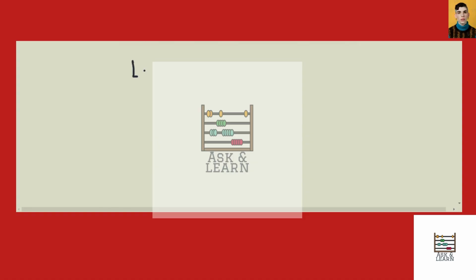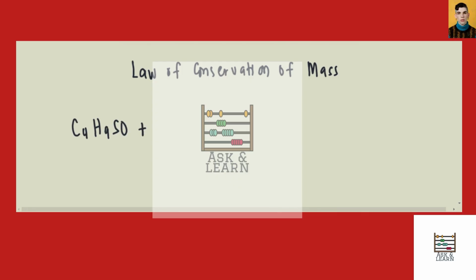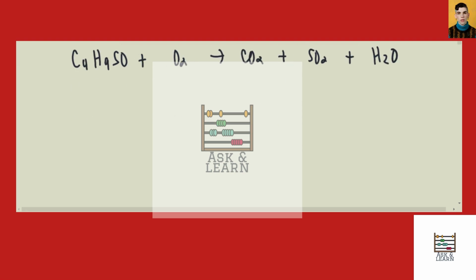The law of conservation of mass states that mass is neither created nor destroyed, especially in a chemical reaction. This is the basis of why we need to balance chemical equations. So our goal here is to balance the reaction between C4H9SO with oxygen to form CO2, SO2, and water. So basically, this is a combustion reaction.